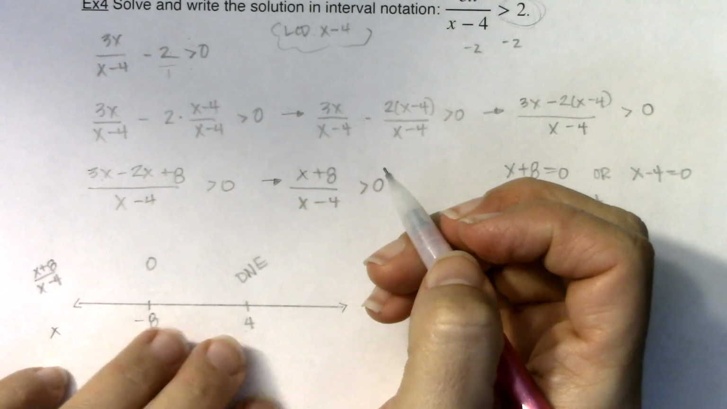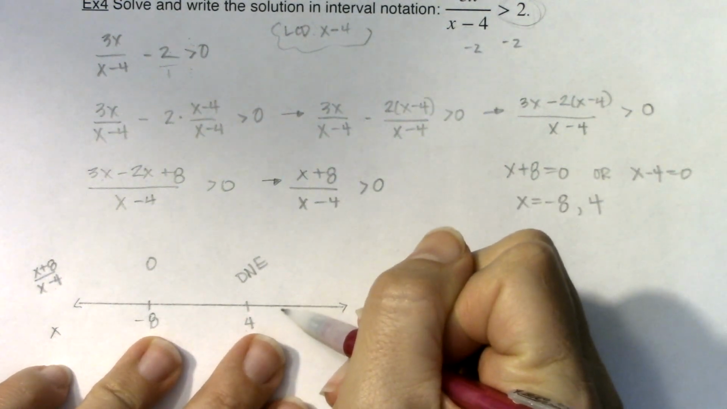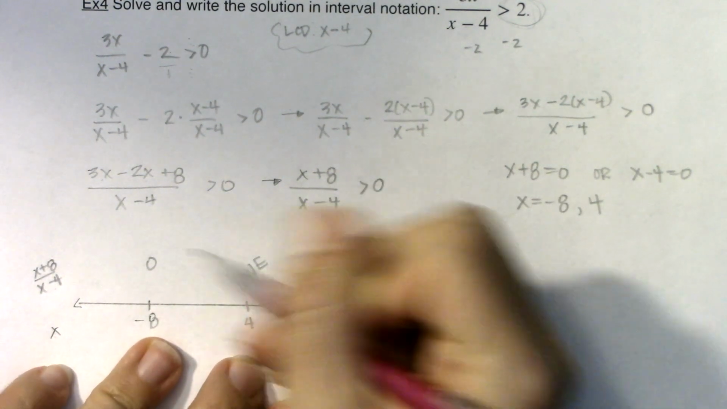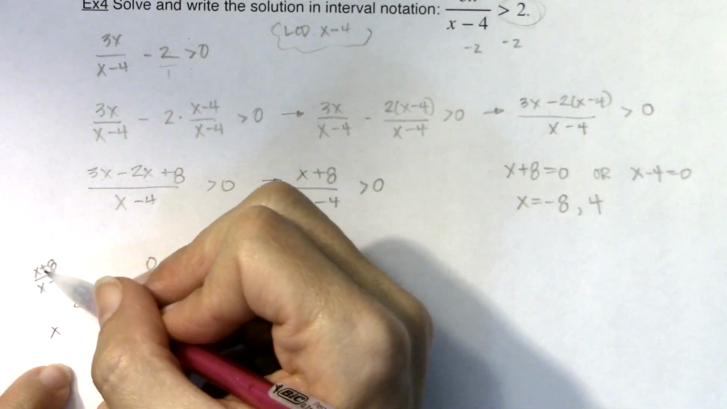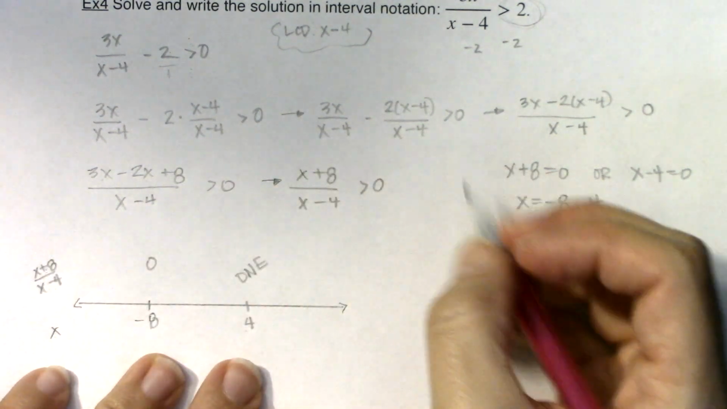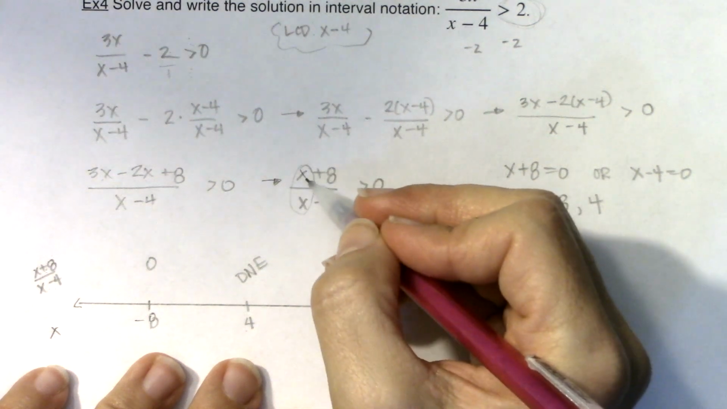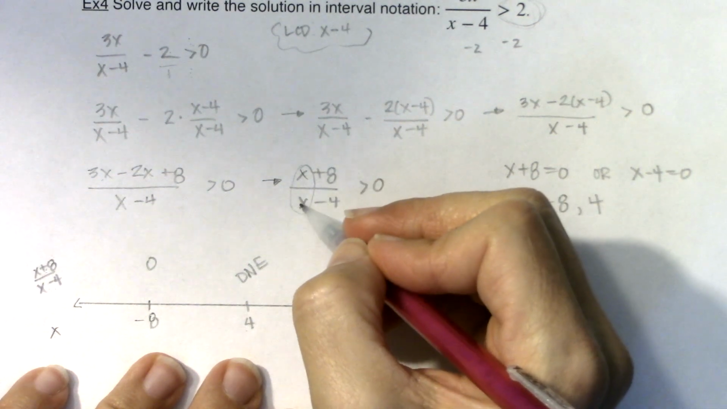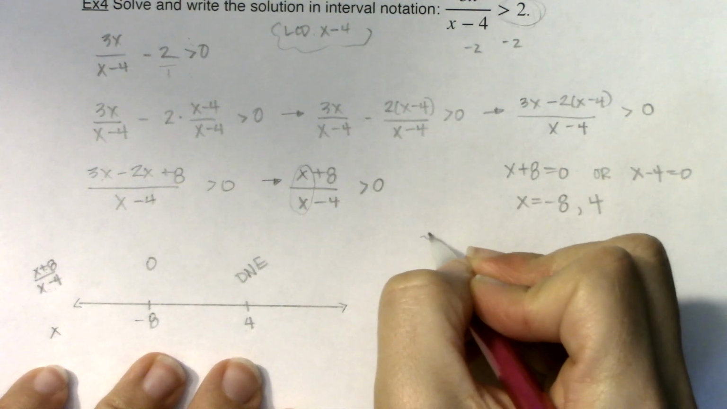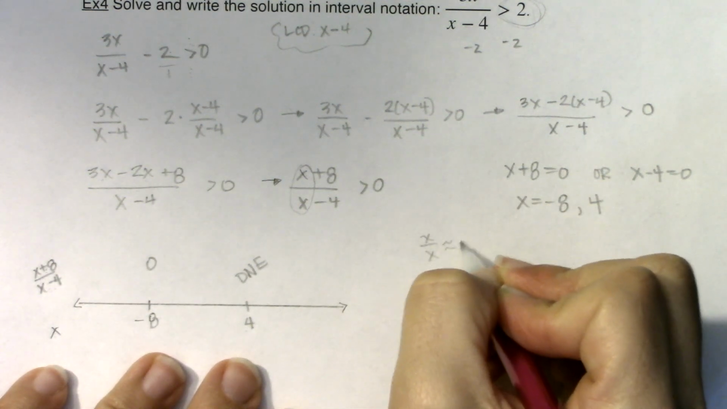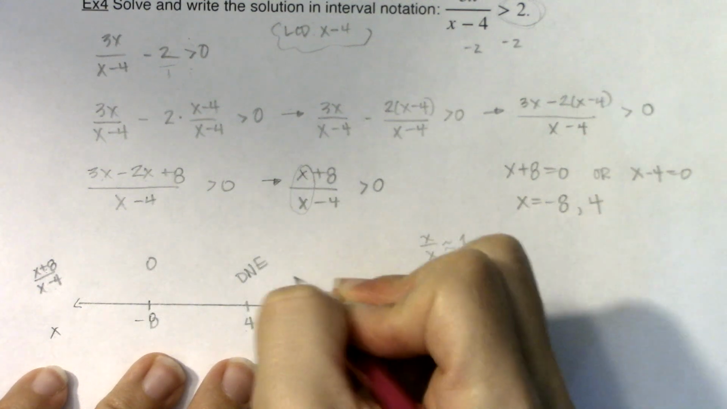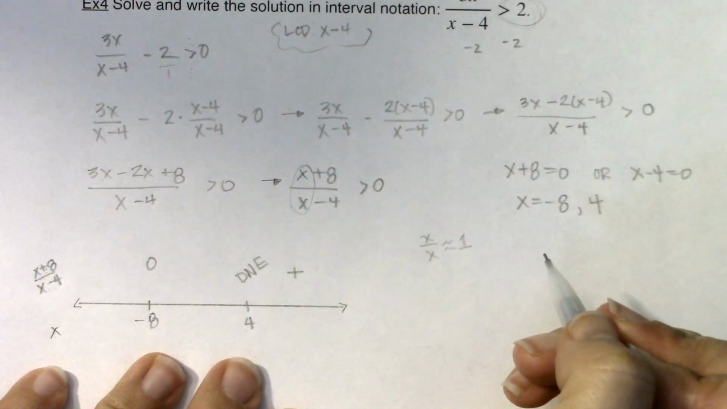Okay. Now you could use test points, so I could put something like 5 over here and then keep track of those signs, pluses and minuses. But this is how I'm going to do it. I'm going to look at my inequality, which is ultimately, if I look at the lead term in the numerator and the lead term in the denominator, I'm looking at x over x, which simplifies to 1, which is a positive number. So I know I have a lead positive.